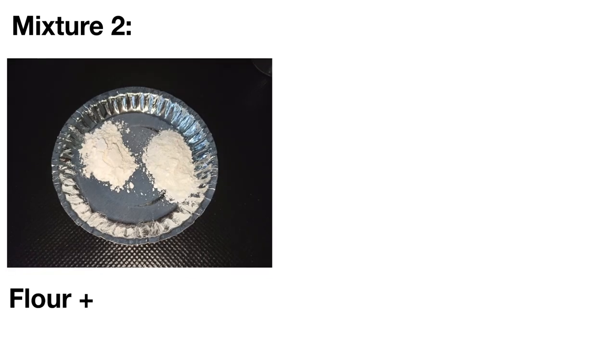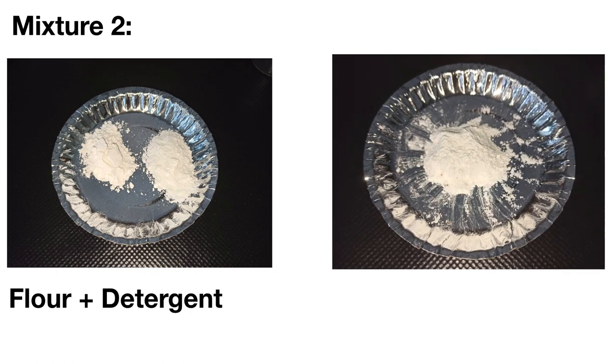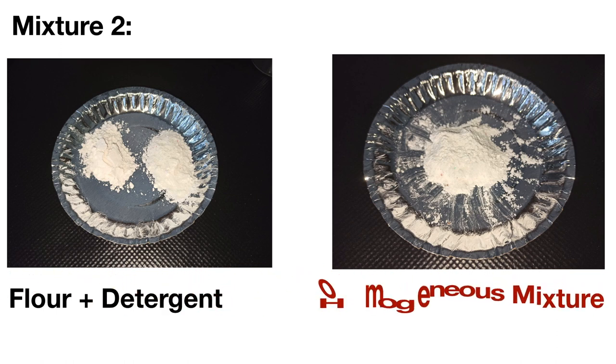In the second mixture, I combined flour and detergent. When I mixed them together, they form a mixture. Was there a change in their characteristics? The answer is no. Both solids retain their size, shape, and color even after mixing them. But unlike the first mixture, I cannot anymore distinguish the two solid materials from each other. The resulting mixture looked the same throughout because of their color. Such mixture is called homogeneous mixture.